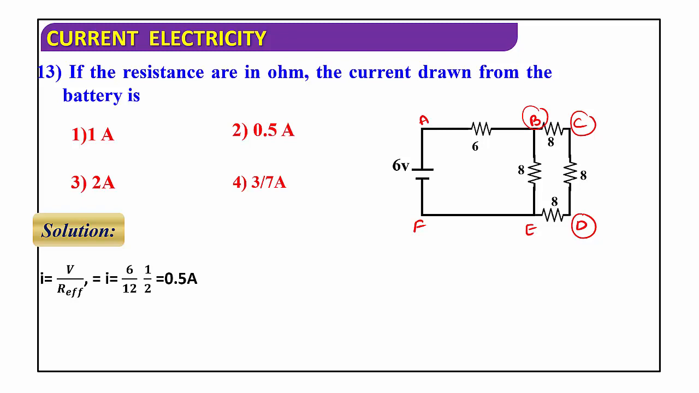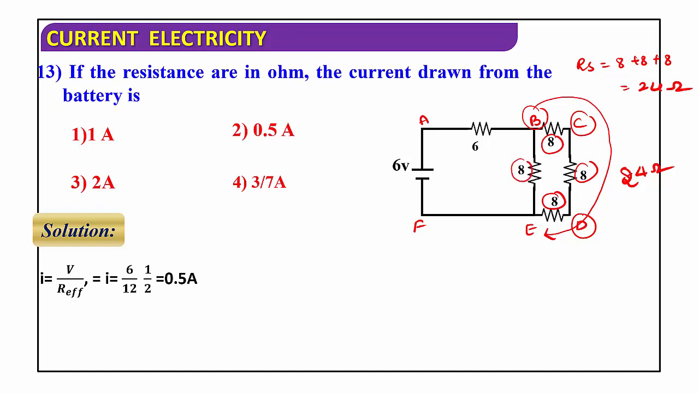Is it clear? When resistors are connected in series, we can consider this 8 ohm, this 8 ohm and this 8 ohm. When they are connected in series, we get 8 plus 8 plus 8, which is 24 ohm. So from B, this complete part is equal to 24 ohm. They are connected in series. This 24 ohm is connected in parallel to 8 ohm. So only this network I am going to solve.